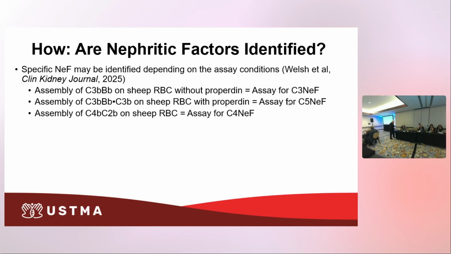So this hemolytic assay can be altered or modified to identify the specific nephritic factor in question. If you leave properdin out of this reaction, ultimately that's a more specific assay for C3 nephritic factor. If you add properdin to the assay, you're going to be probing for this C5 convertase, so that's a more specific assay for C5 nephritic factor, or you can assemble the classical and lectin pathway convertase on the red blood cell, and that's a C4 nephritic factor.